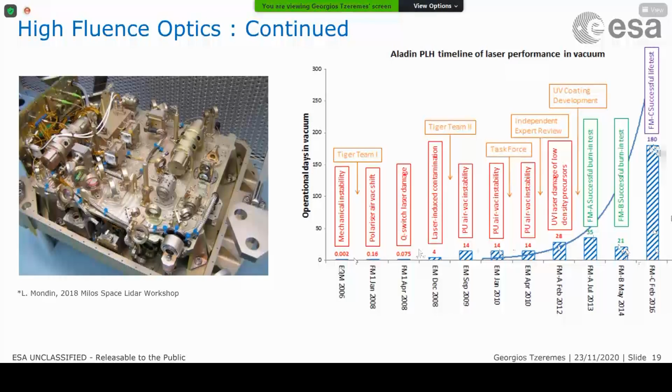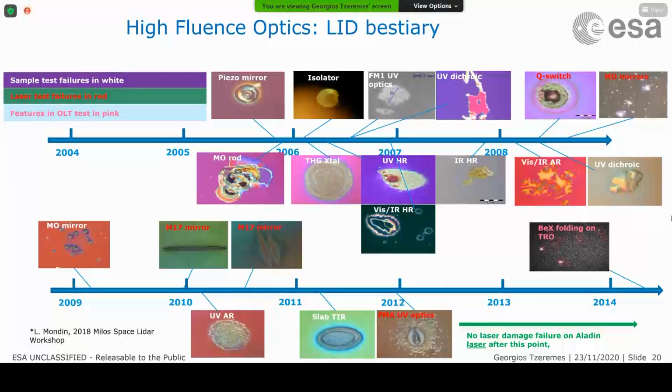Every time we were trying something, there were different issues that we had to tackle. And the most critical one of those was actually what we call LIC, laser-induced contamination. This is something which is happening on Earth as well, but not as badly and as much as we have it in space, because with the microgravity profile in space, you don't have the gravity keeping contamination on the ground. And this is what they call the LIDT bestiary, where we have the lifetime of failures from 2004 until 2014 for the high fluence optics of Aladdin.